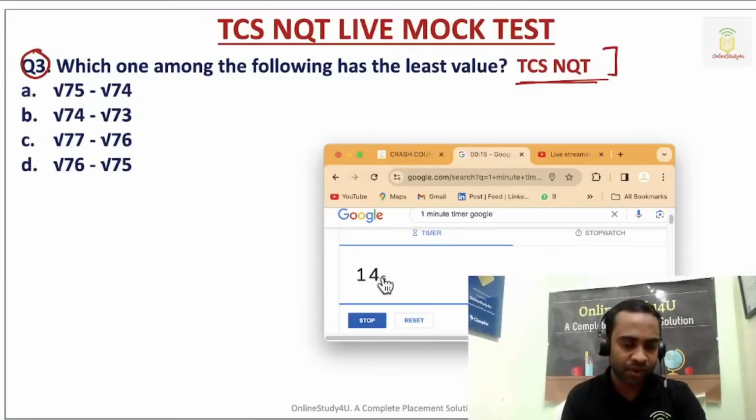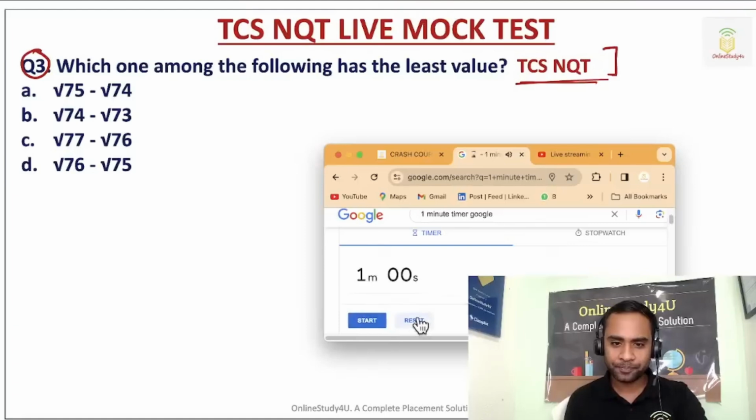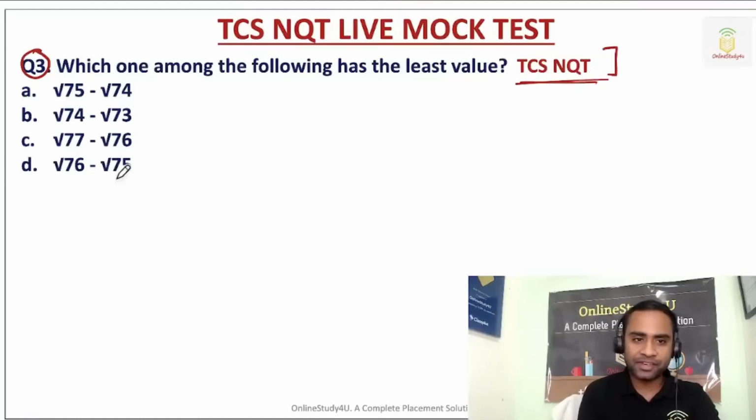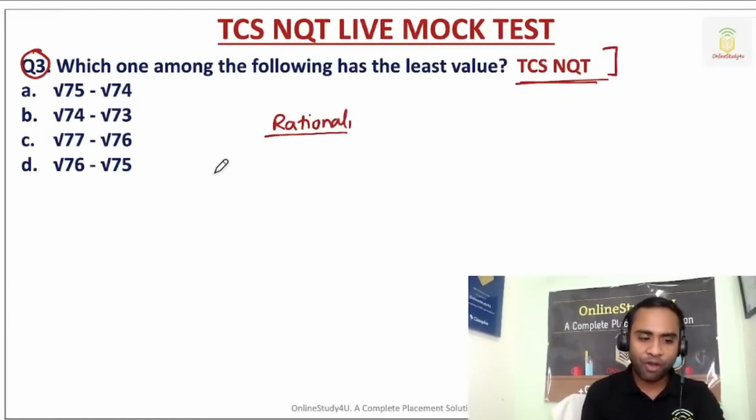The timer is going fast. All these questions can be solved within 1 minute, as I said. I hope I'm visible and audible to you. Now the timer is gone. Which of the following has the least value? We will try to rationalize. Let us understand what rationalization is, that also I will tell you. Many of you have given option C.